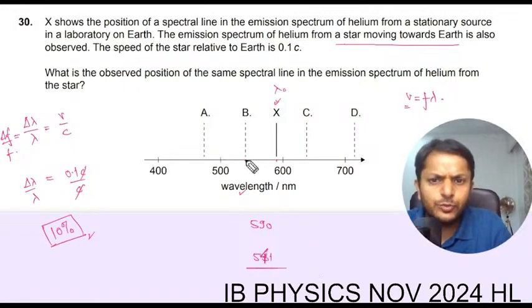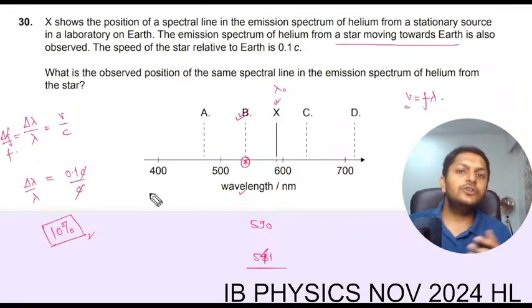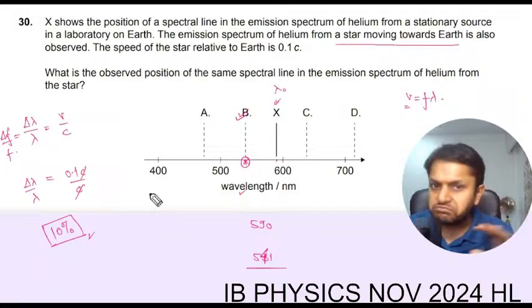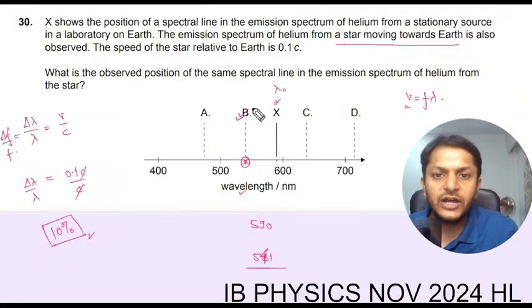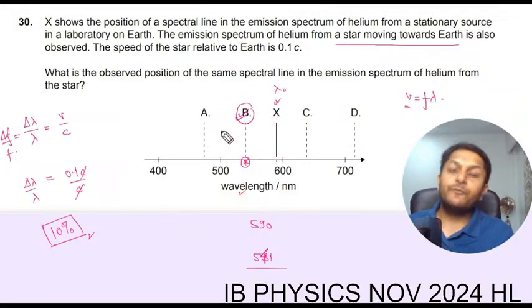Okay, so it should be nearly this. So B will be the correct answer. You need not find the exact value there, so that's okay. So the answer for this question will be B. A couple of points that we noted here.